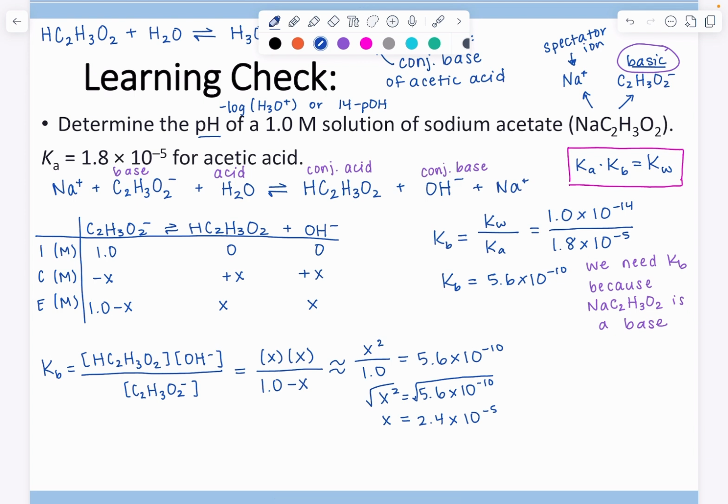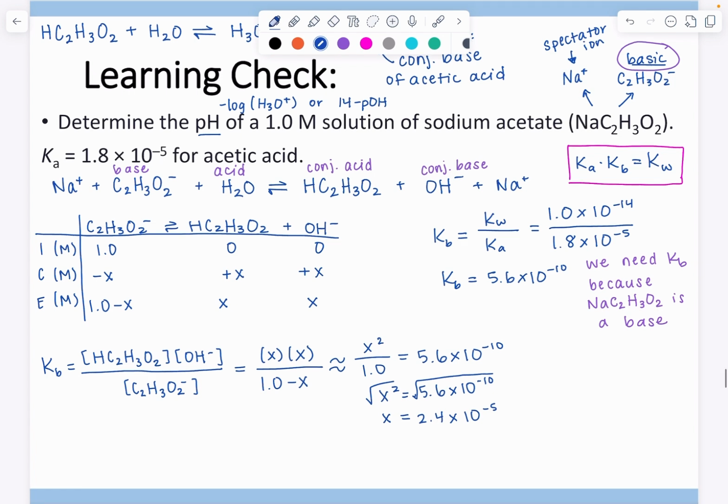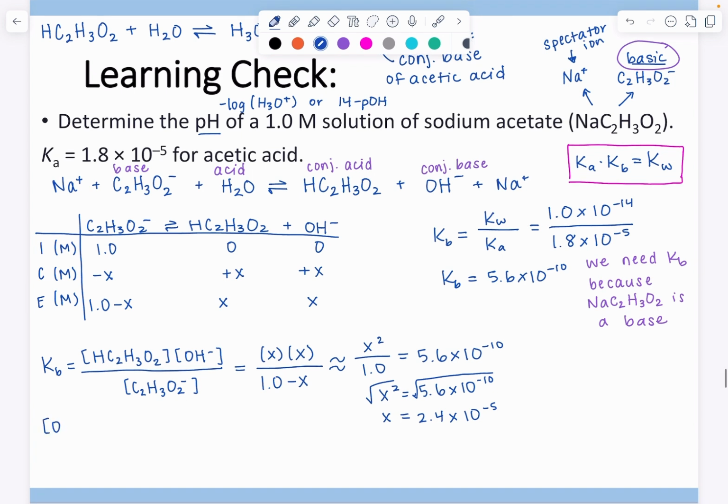Now, we can never forget where we're going, right? We're trying to determine the pH of the solution. Finding x gives us the equilibrium concentration of OH minus. So we can say, let's write this here, the concentration of OH minus at equilibrium is 2.4 times 10 to the negative 5th.